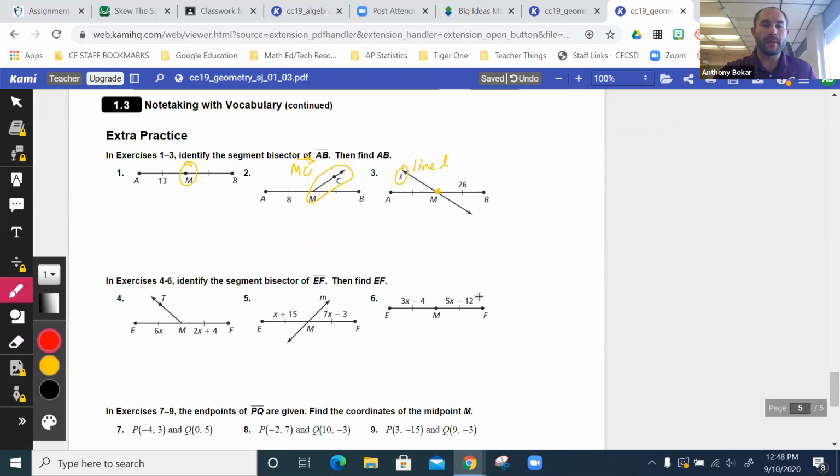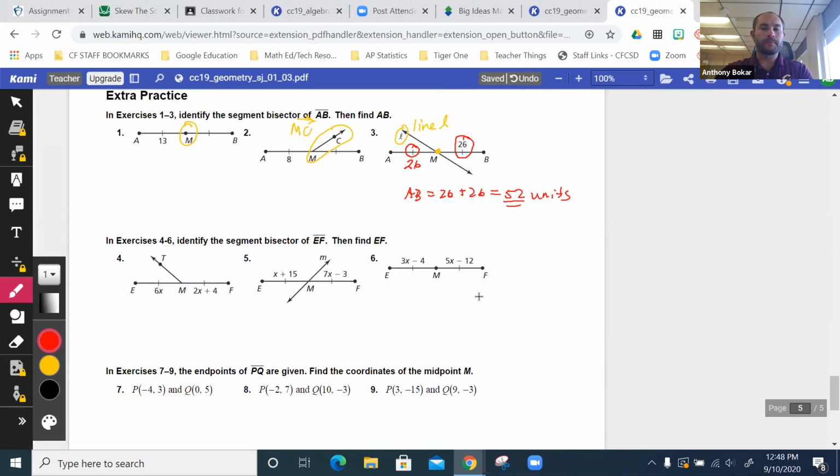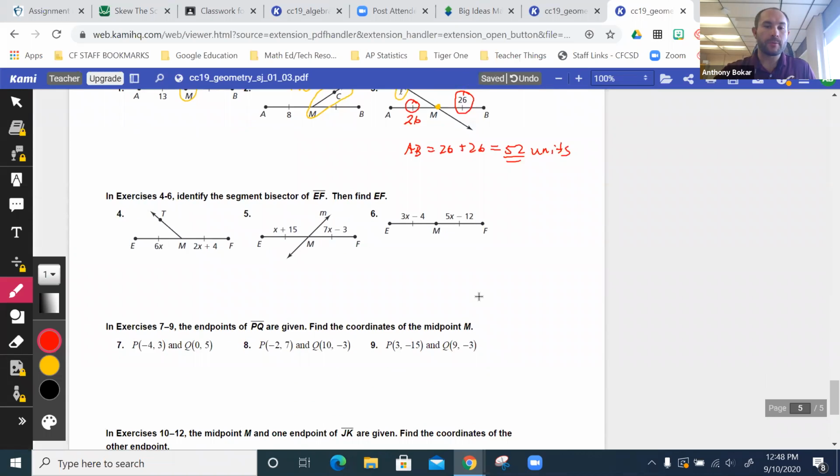Well, the third one, the length of AB, we know this part is 26. Since these tick marks mean they're the same, that means that has to be 26. So AB should be just 26 plus 26, which is 52. 52 units probably. Okay. So let's do one with a little bit of algebra built in for us. Let's try number 6 here. So this is the segment bisector. This is the midpoint.